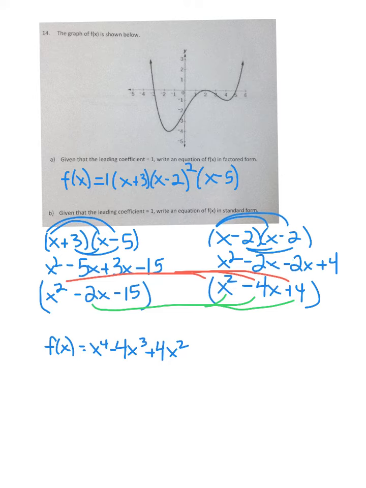So I'm going to get minus 2x cubed, right? Then I'm going to get plus 8x squared, and then I'm going to get minus 8x.